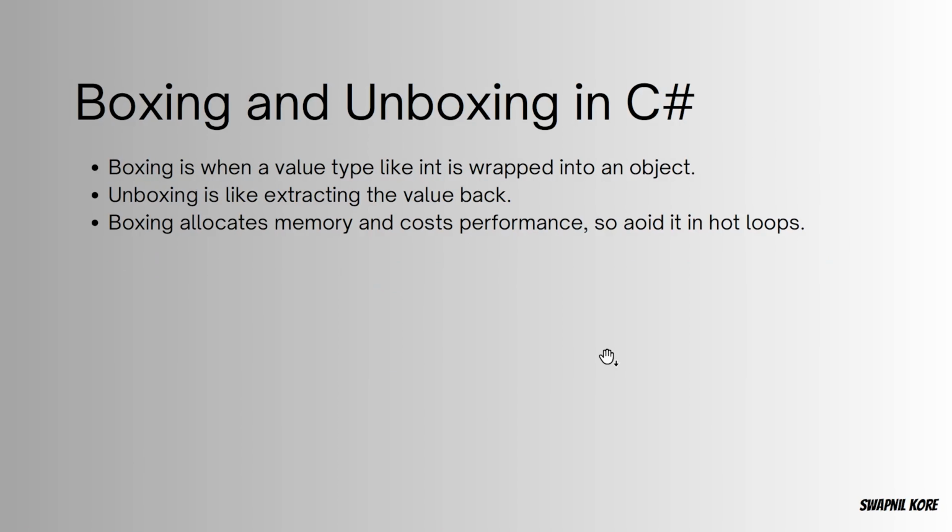Boxing and unboxing: boxing happens when a value type is wrapped into an object, like converting a value type to an object type. Unboxing is the unpacking of the object back to its value. When you are boxing, it allocates memory and costs performance, so we need to avoid this in hot loops. There is a spelling mistake, I'll update this.